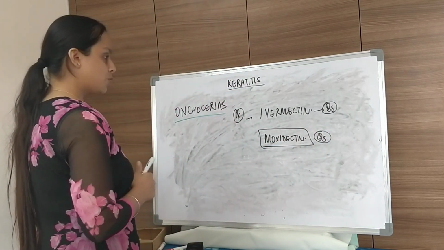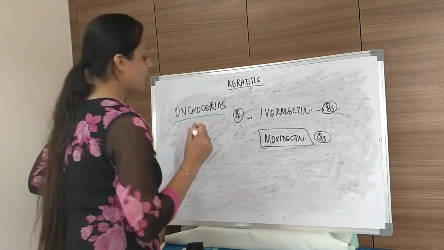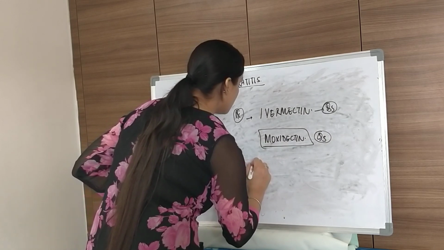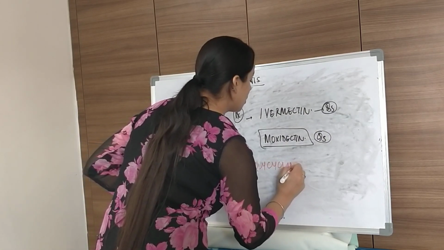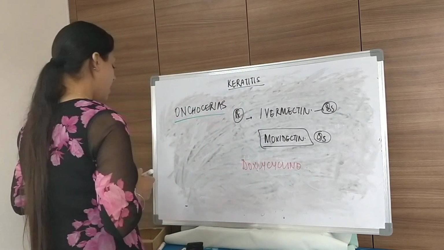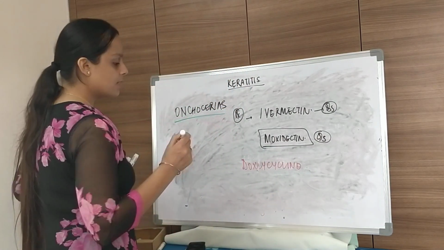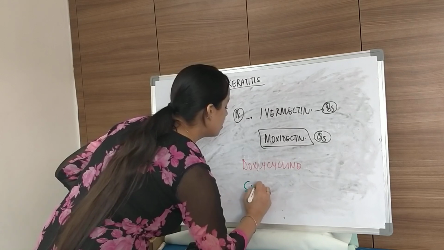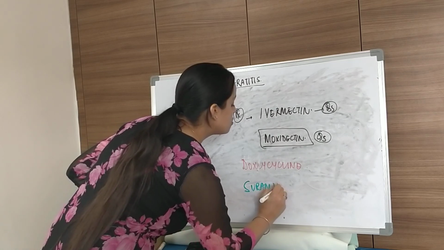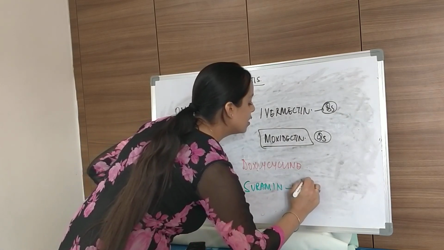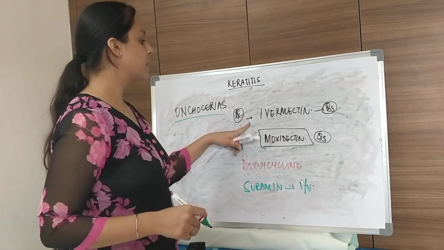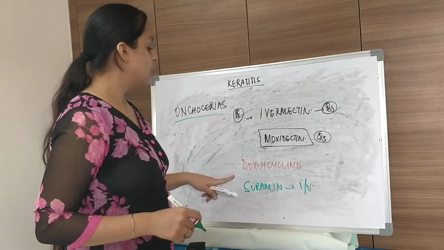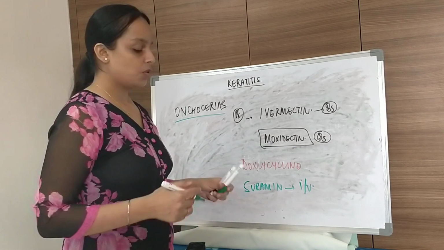I told you that you can also attack Wolbachia. So the drug which acts on Wolbachia is doxycycline. Okay, so doxycycline. And one last drug is suramin. Okay, so the suramin has to be given intravenously. Okay, so these are the drugs which are going to act: ivermectin, moxidectin, doxycycline, and suramin.